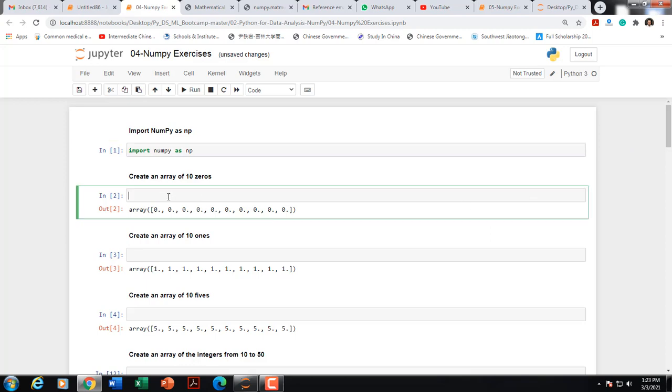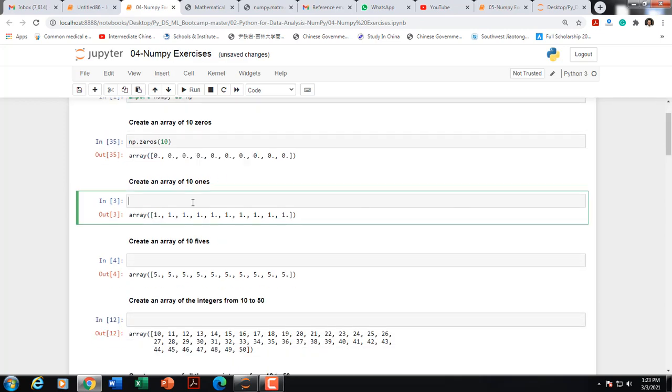Okay, the first question is we have to create an array of 10 zeros. Okay, then let's say we will have np.zeros. If I pass in 10, yeah. So using the np.zeros command, we have created a 1D vector which has 10 zeros. In the second question, we have to create an array of 10 ones.